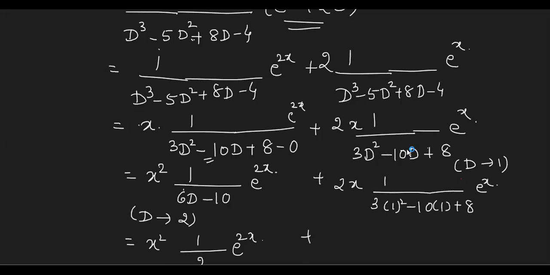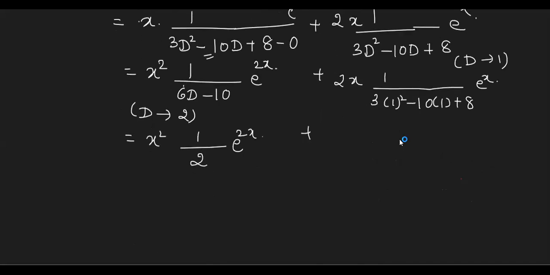So what is the answer for this? 2x e raised to x divided by 1. Together only this is the PI. Some students take this first term as PI1, PI2 and do it separately. Don't do all that. You know the procedure, no? Apply correctly. That much is enough.